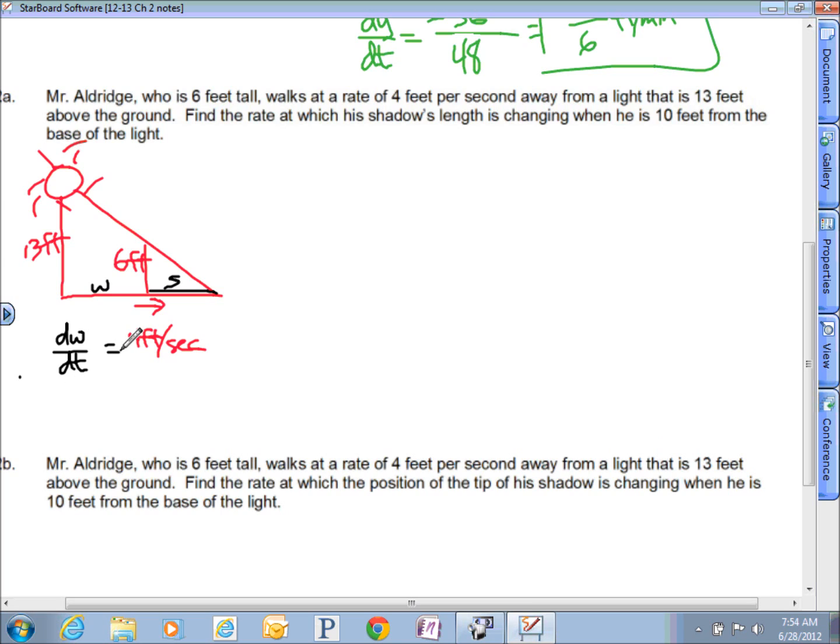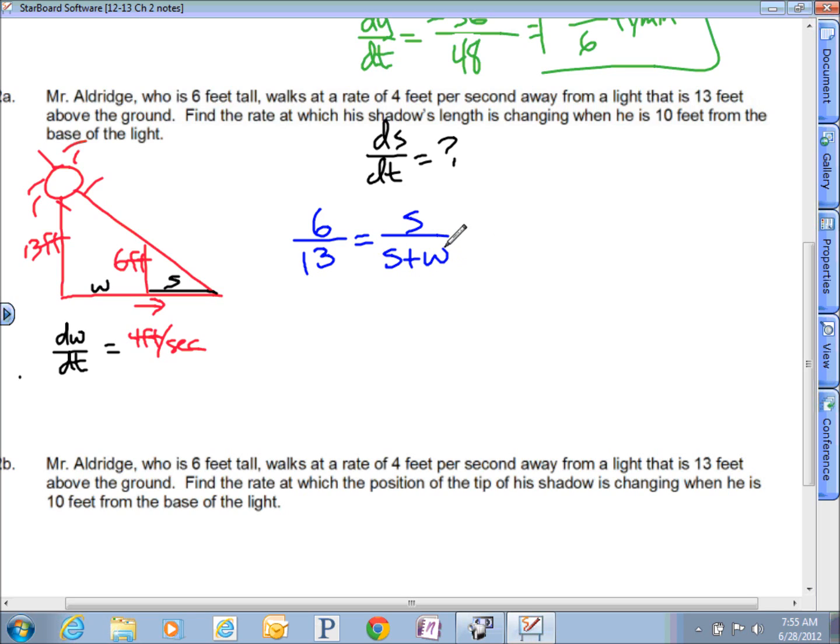Another thing that we run into with right triangles is proportions. With a proportion, a lot of times we ask, what do I know? I'm trying to relate variables. What are we trying to find in this problem? We're trying to find dS/dt. So I need to relate W with S, and we're going to do that with a proportion. That proportion is 6 is to 13, the same way S is to S plus W. Some people are going to say S is to W. That's not true.